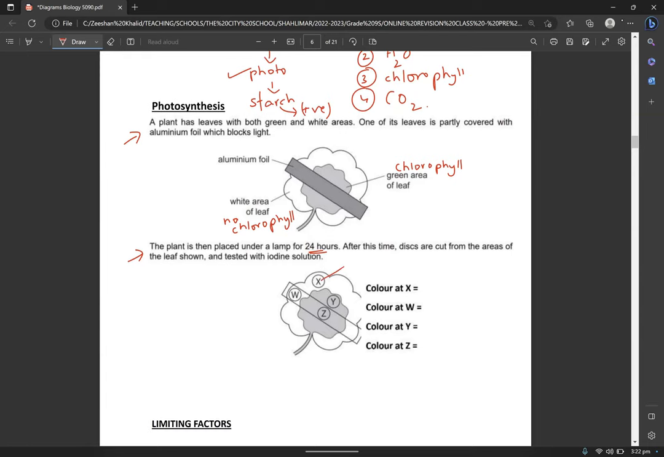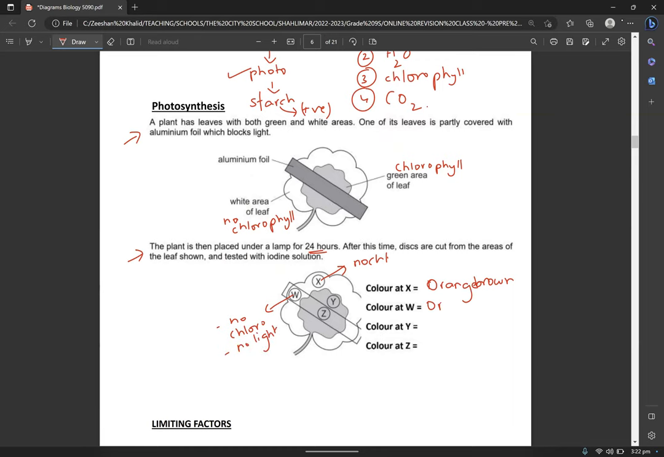So ab wo keh raha hai ki aap bataein color at X, Y. Ab X pe, we know that there is no chlorophyll. Okay. So the color at X will be orange brown, which is basically the negative color and the color of iodine itself. Okay. W ke pass, there is no chlorophyll. Okay. And also there is no light coming. Why? Because we've stopped it from light.